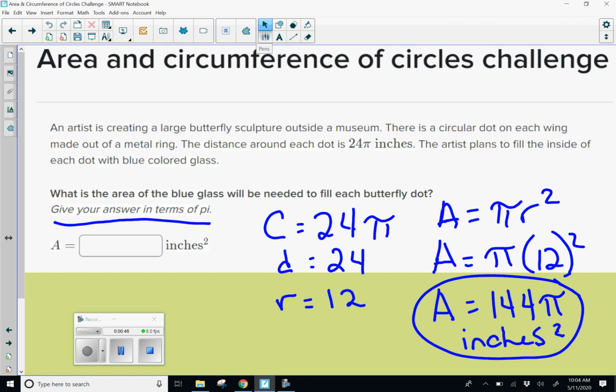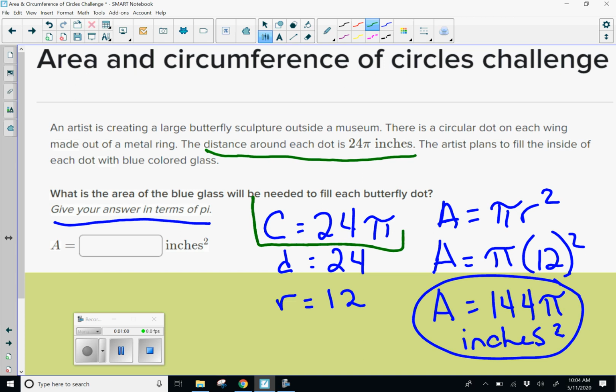The first thing you should pick up from this problem is that they're telling you the distance around each dot is 24 pi inches. We know the distance around refers to our circumference. So as you can see right here, I've got C equals 24 pi. Now remember, your circumference formula is C equals pi times diameter. Since this is written in terms of pi, 24 pi, your diameter has to be 24. If your diameter is 24, your radius will be half of that, which gives you a radius of 12. Now we have everything we need to find the area of the blue dot.